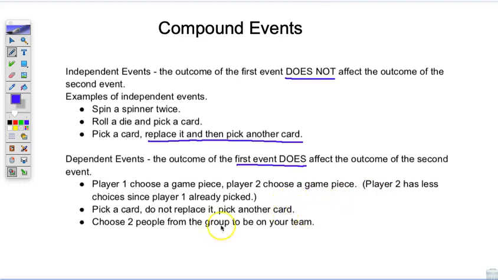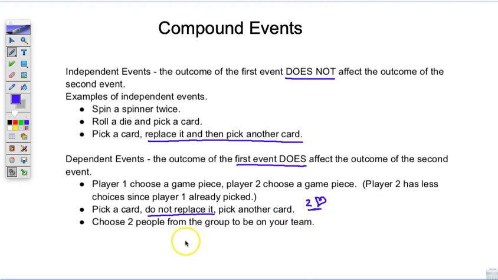Another example, you pick a card, but you do not replace it by putting it back in the deck, and then you pick another card. So let's say the card that you pick maybe is the two of hearts, and you keep it. So when you pick a second card, there's no way you could actually pick this one again because it's already been picked. Another example would be choose two people from the group to be on your team.